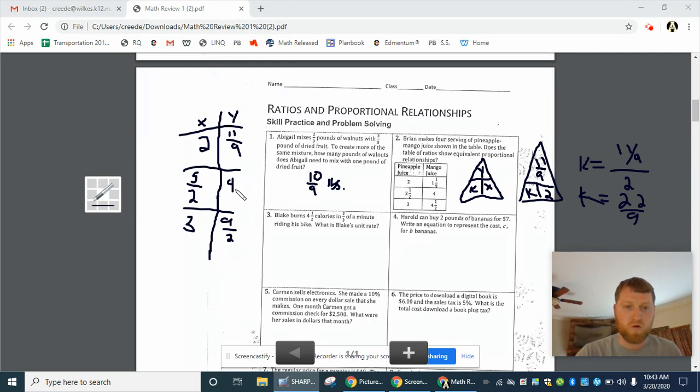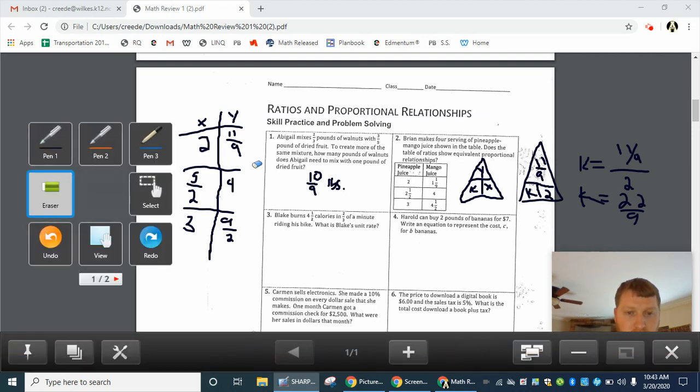So I'm going to take 4 and divide it by 5 halves. So 4 divided by 5 halves gives me, as a fraction, 8 fifths. So this k is going to be 8 fifths. Is this the same thing as that? No, it's not.